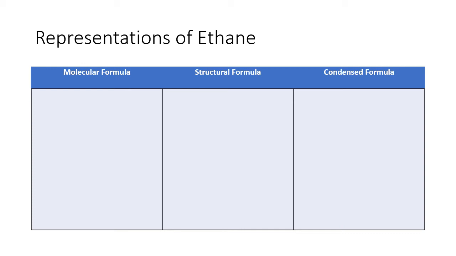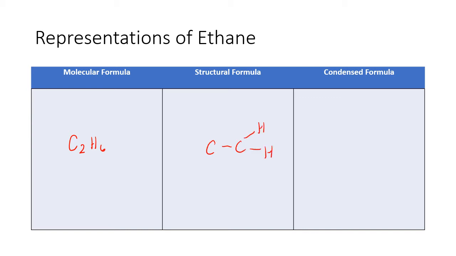Ethane is the second simplest alkane. So we're going to practice drawing out the structural formula and the condensed formula to compare. The molecular formula for ethane is C2H6.